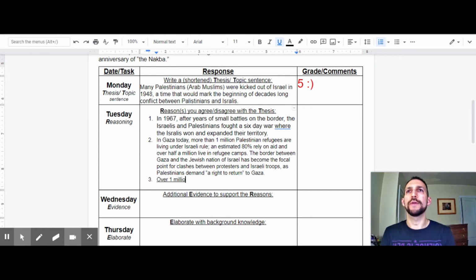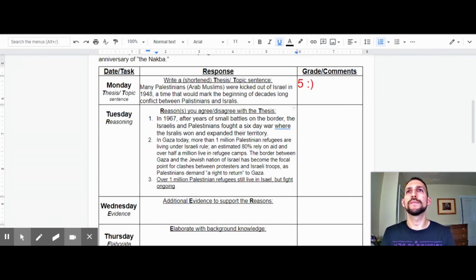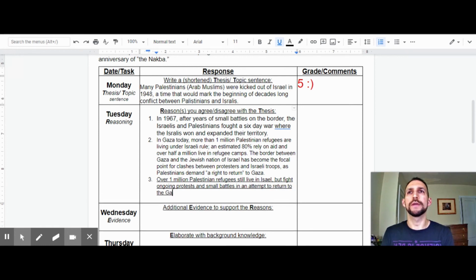Over 1 million Palestinian refugees still live in Israel, but fight ongoing protests and small battles, clashes, in an attempt to return to the Gaza Strip, which they assert is their right. This talks about refugees living in Israel. Let's do Israel, fight ongoing protests and small battles, an attempt to return to the Gaza Strip.